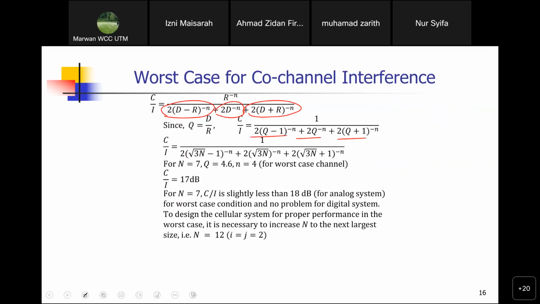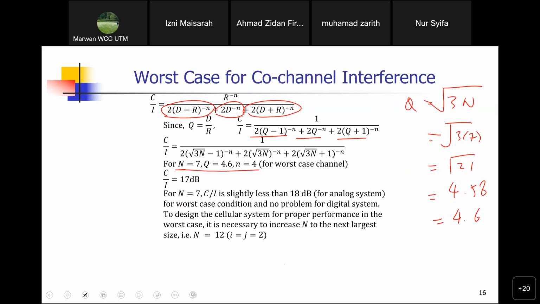So if you consider n equals 7, again q equals square root of 3n, square root of 3 times 7, square root of 21, is about 4.58. In this case, approximately 4.6. If you put q equals 4.6 into this equation, you can get C over I of about 17 dB.